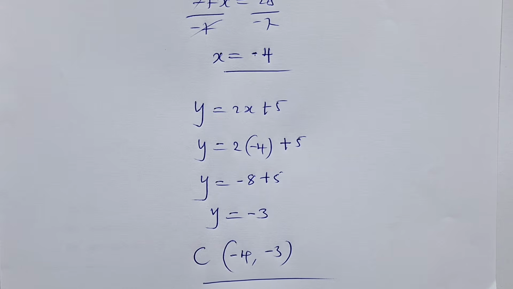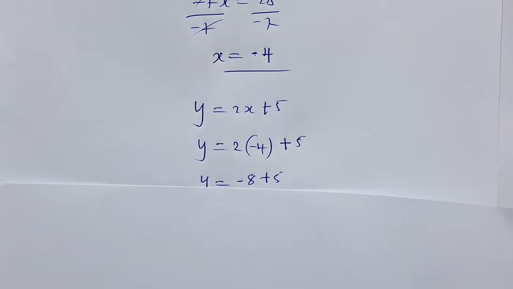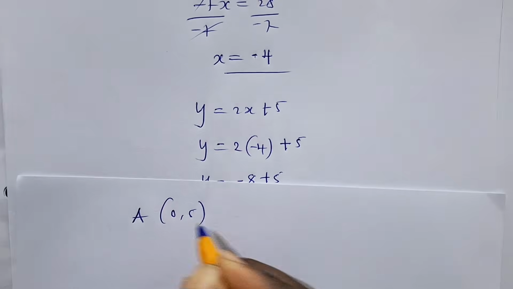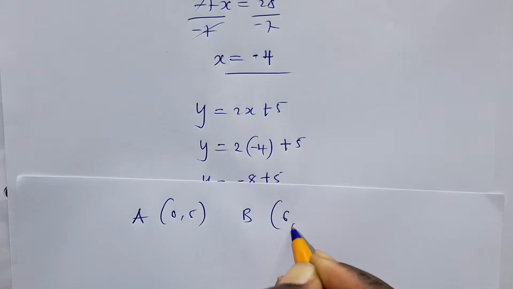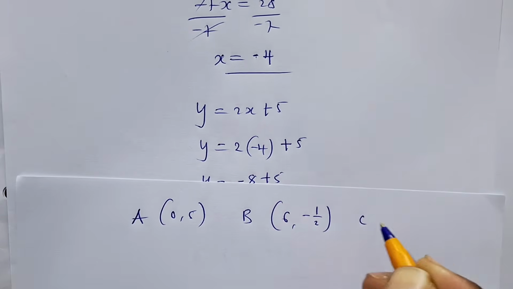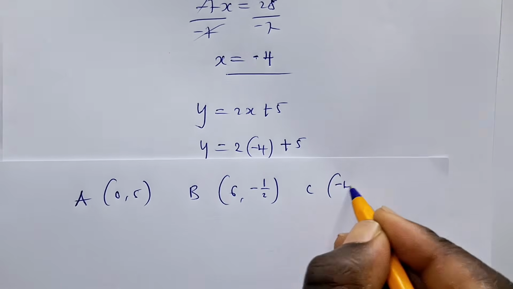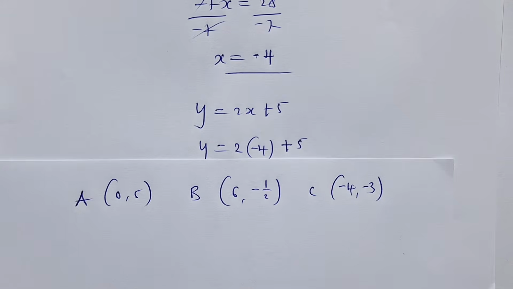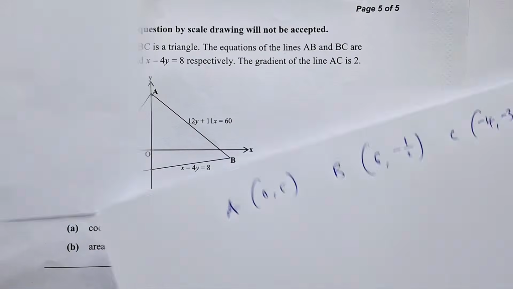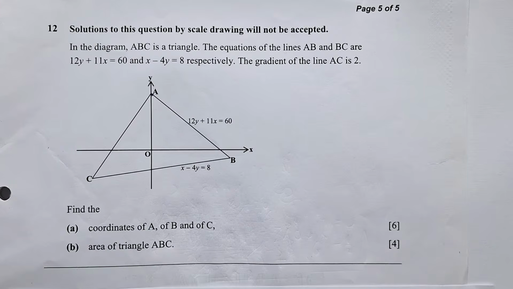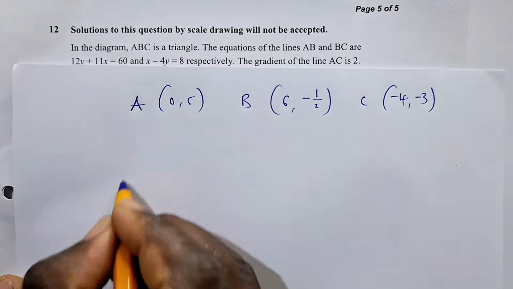Okay. And then since we've managed now to find all the coordinates, let me list them here. So for A we found (0, 5). B is (6, negative 1 over 2). C is (negative 4, negative 3). Okay. So those are the coordinates for question A. Question B, to find the area. So this is question B.